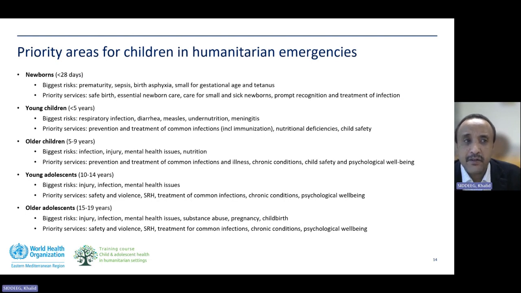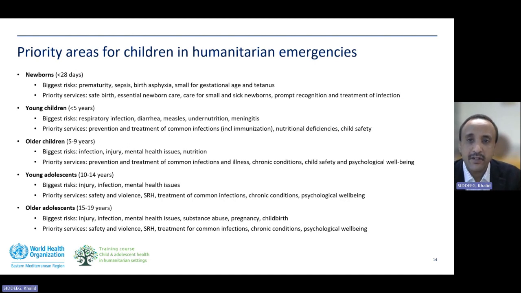There are priority areas for newborns, children, and adolescents across the age groups. We need to be fully aware of those priorities in order to define the services that will be addressing these priorities. For example, for newborns, issues like prematurity, sepsis, birth complications, caring for small and sick newborns, they are important areas. That means we need to improve our immediate care practices around the time of birth. We need to improve early essential newborn care and caring for a small and sick newborn.